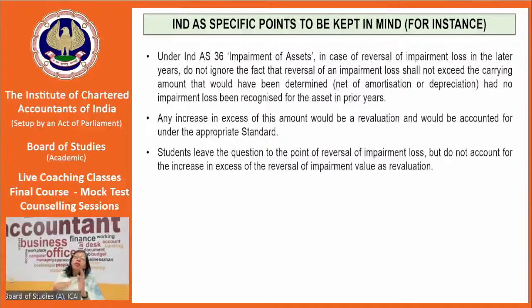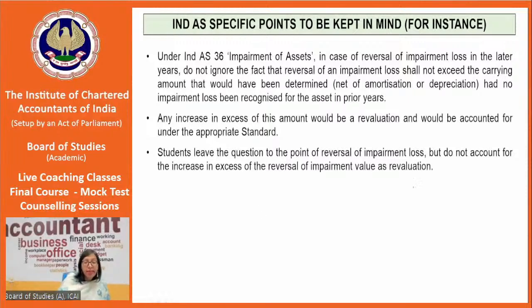But what after that? Suppose your recoverable value shows that your asset is now, say, 10 lakh. Earlier it was reduced to 9 lakh. So you have to reverse 1 lakh as impairment loss. But last year you had done impairment of only 50,000. You charged impairment loss of 50,000 only. So it means you can reverse only till 50,000. You can increase your carrying value till 9 lakh 50,000.